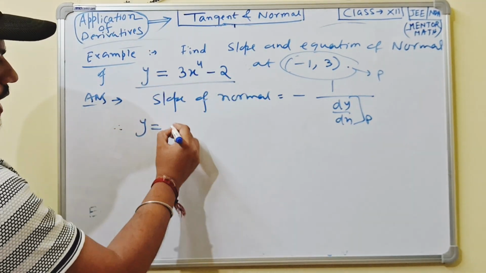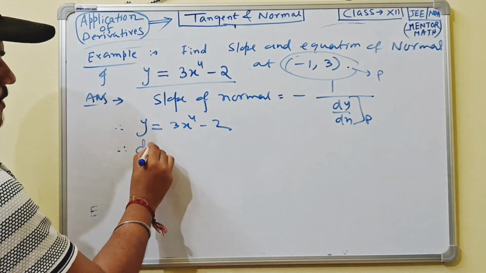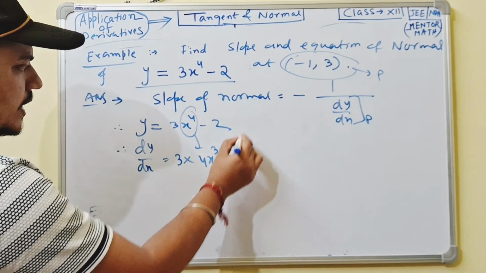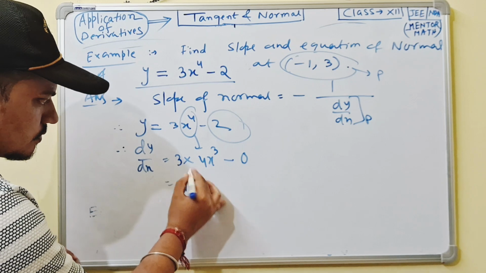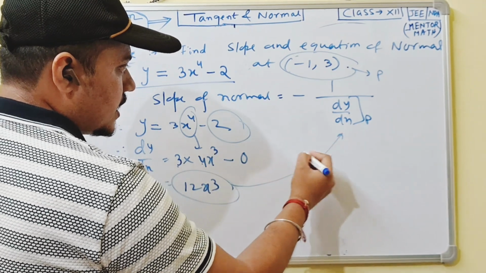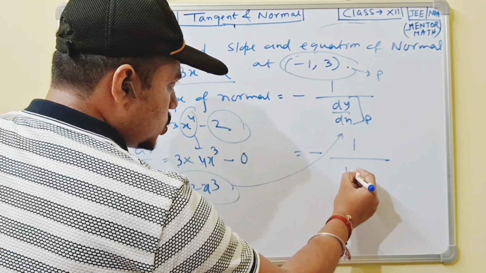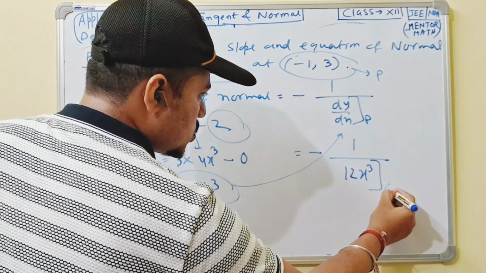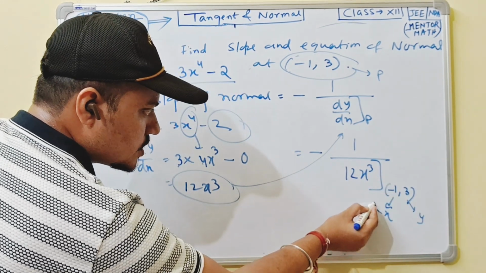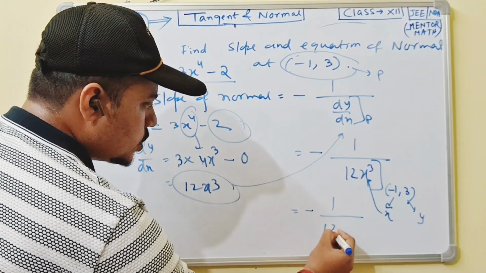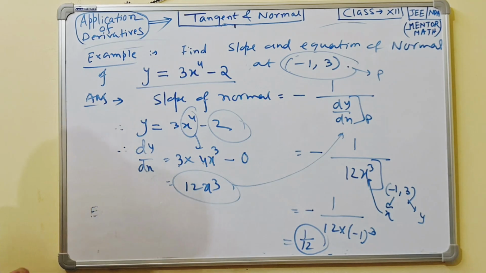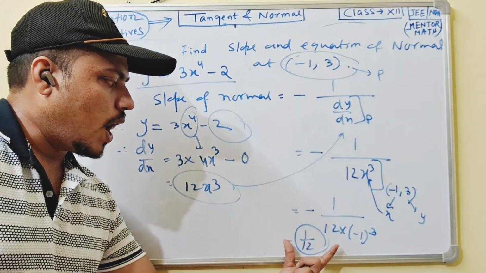Here the given function is y equal to 3x to the power 4 minus 2. That means dy/dx is equal to, in the derivative, 3 outside, and the derivative of x to the power 4 is 4x cube, minus the constant's derivative which is 0. So you got 3 times 4, that is 12x cube. So dy/dx is equal to 12x cube. Now you can substitute here: minus 1 by 12x cube at the particular point P, that is (-1, 3). So here the x value is -1 and the y value is 3. So you substitute the x value as minus 1. You got 1 by 12 into (minus 1) whole cube, so you got 1 by 12. That is your slope of normal. That is your solution: slope of normal is equal to 1 by 12.